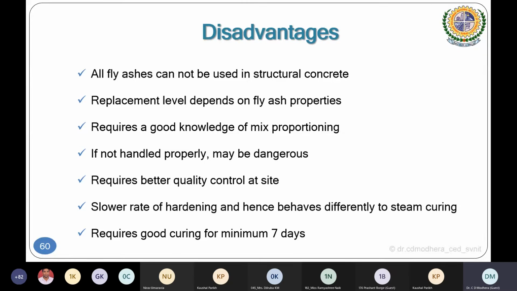However, disadvantages are also listed. All fly ash cannot be used in structural work. I am very much clear about the first line, that fly ash 60% is good, but not as a raw form. Every plant varies its property, plant to plant.